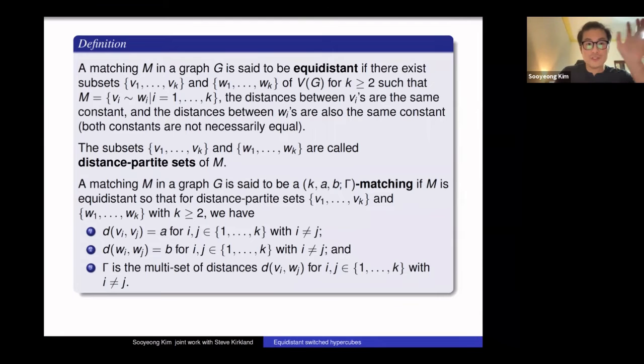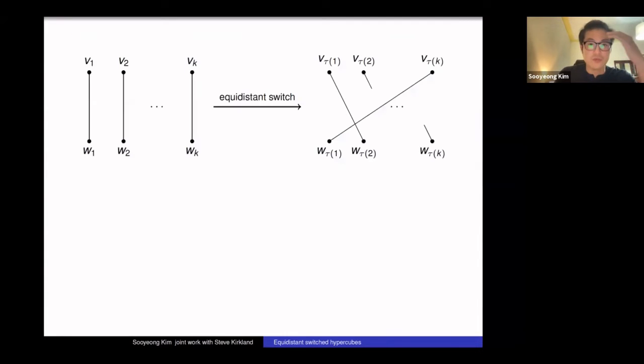So by using this definition, by using equidistant matching, we are going to define the equidistant switch in this way. Given an equidistant matching, we are going to delete those edges. Sorry, I should have mentioned this first: before we switch those edges, we are going to consider the ordering of these edges, which means we are going to permute these edges.